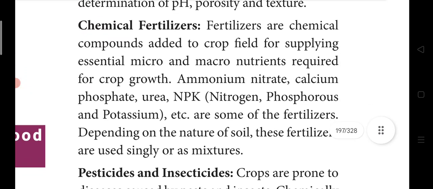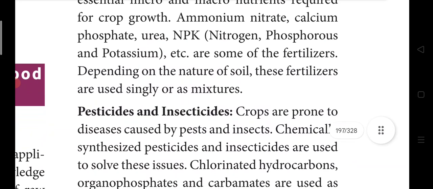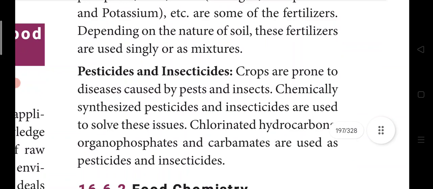Chemical fertilizers. Fertilizers are chemical compounds added to crop fields for supplying essential micro and macronutrients required for crop growth. Ammonium nitrate, calcium phosphate, urea, nitrogen, phosphorus and potassium. All these are very useful, or some of the fertilizers. Depending upon the nature of the soil, these fertilizers are used singly or as a mixture.